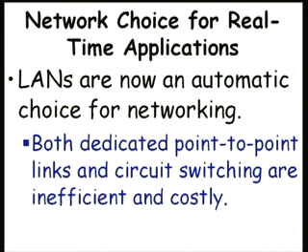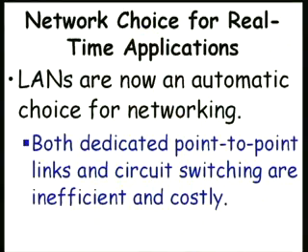Why is that? Why are point-to-point links and circuit switching inefficient and costly? Okay, yeah, exactly. So, there are many reasons. For point to point, we will see that there are many disadvantages, and even for circuit switched, whenever a connection is set up, the entire allocated bandwidth is reserved for it, even though it may not use that. So, it is inefficient.